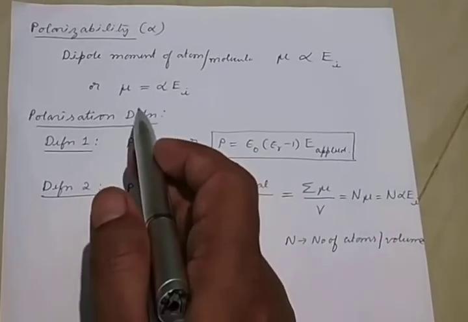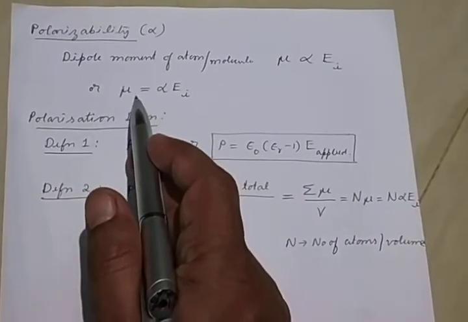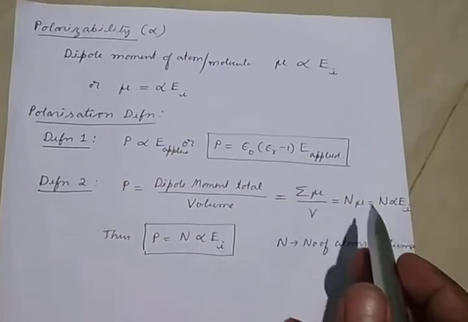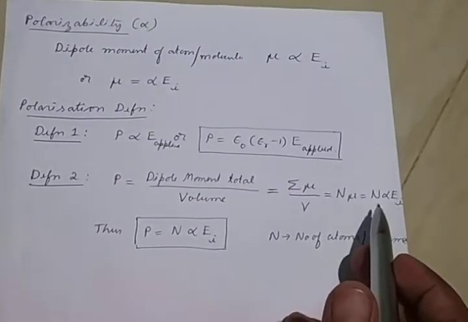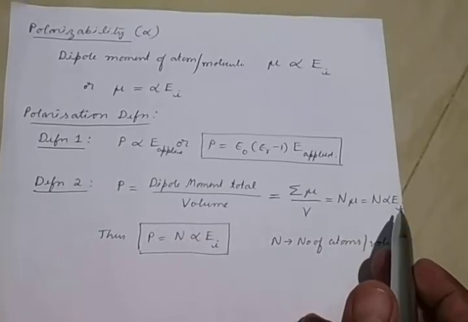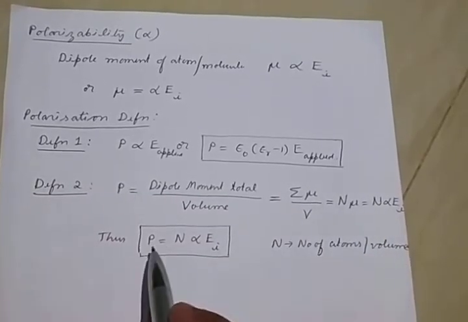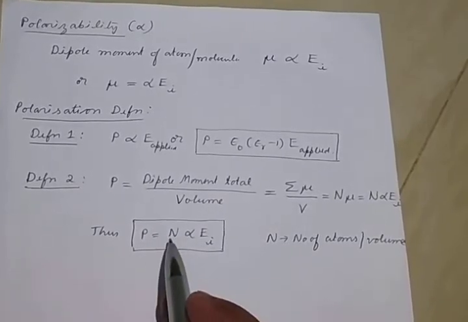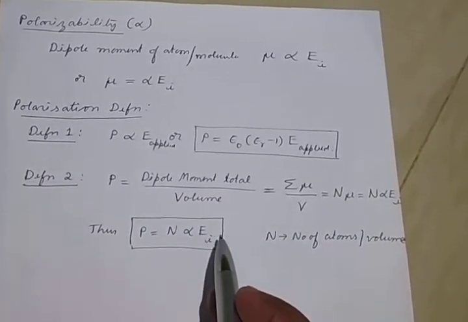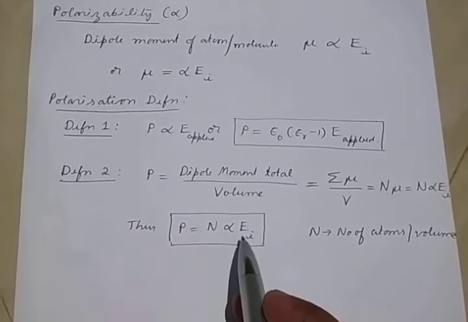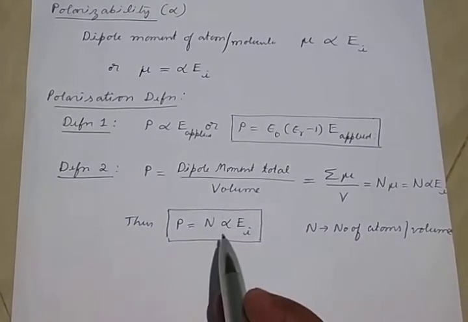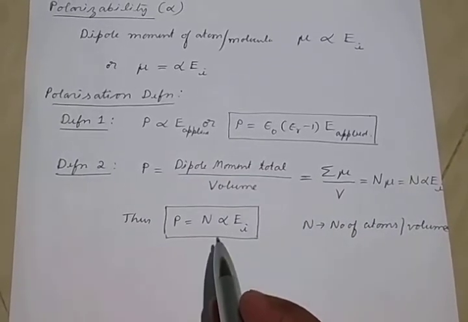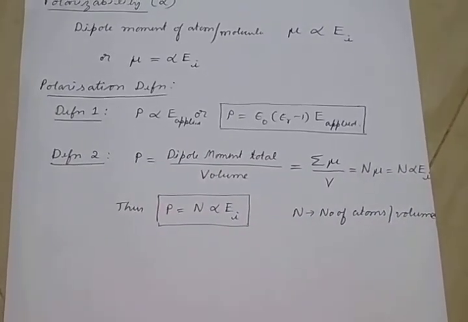Now according to what we said earlier, the dipole moment of each atom mu is equal to alpha into the internal field. Therefore I can write n mu as n into alpha into EI. So we get a second definition for polarization, that is P is equal to n alpha into EI. That is the microscopic definition of the polarization of the material. So these are the two definitions for the polarization.